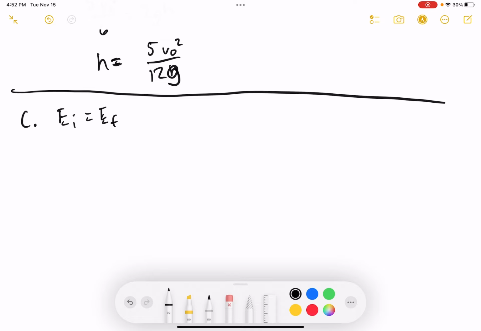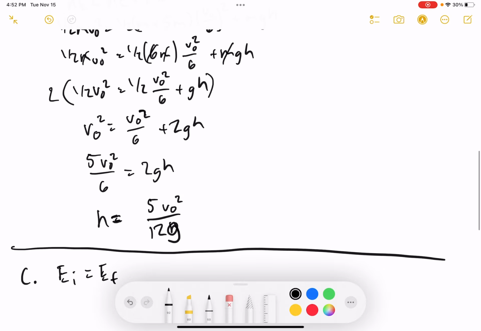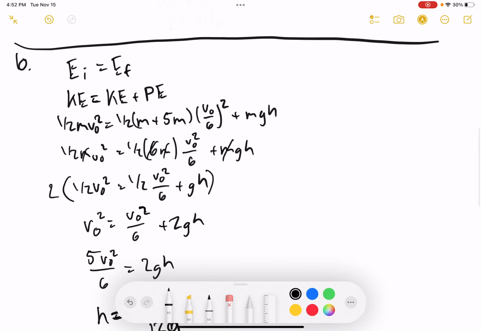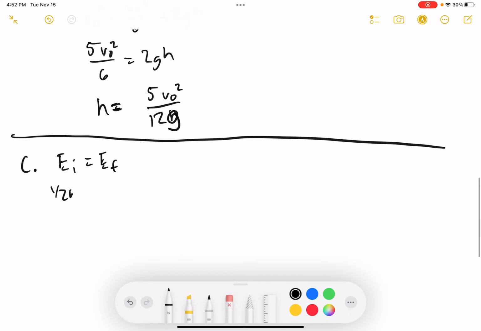So I'll have my initial, and we can start at the very beginning. So we'll just do 1/2 m v naught squared. We know that the total energy is never going to change because we're not losing anything to friction. And so this is going to equal the energy at the end. So we'll have 1/2 m v, and I'm going to put a b for block, squared, plus 1/2 5m v ramp squared.